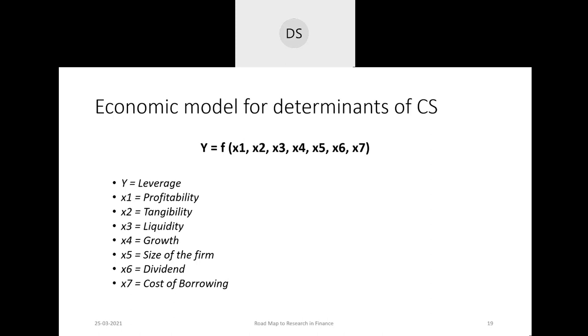Suppose you are choosing these theory-led variables, and you have written this leverage as a function of 7 variables. When you come up with your research, you have to specify your economic model. Economic doesn't mean that it is a measurement model, or that the variables here are macroeconomic or microeconomic variables. No. It means that it is something for measurement.